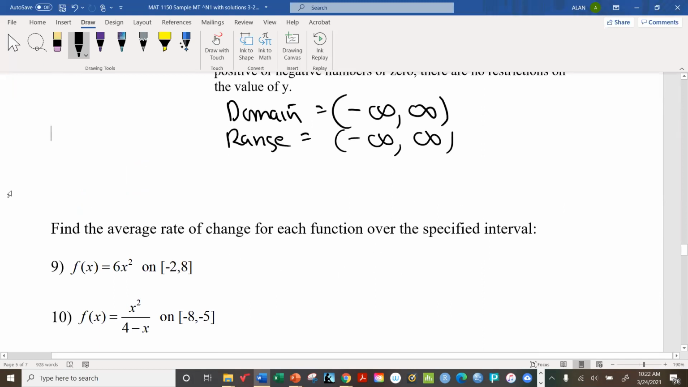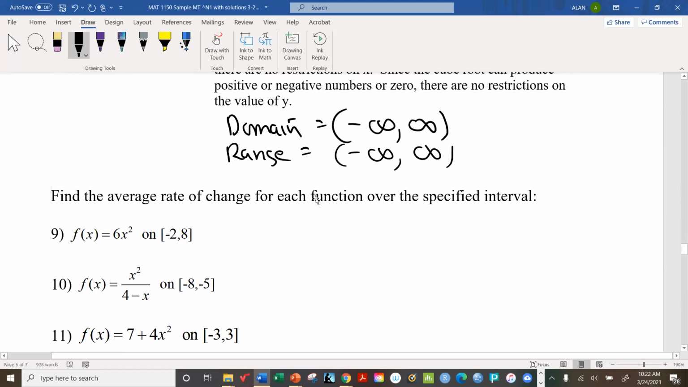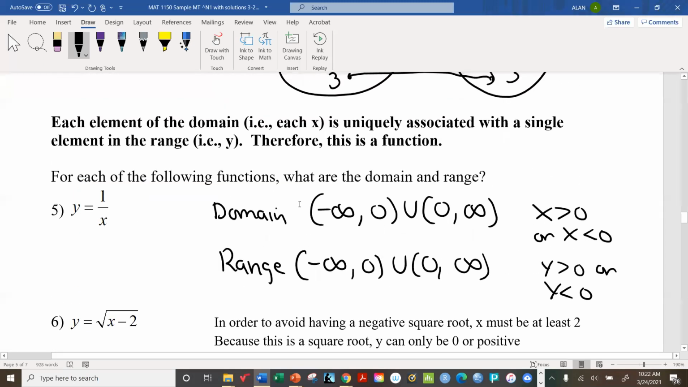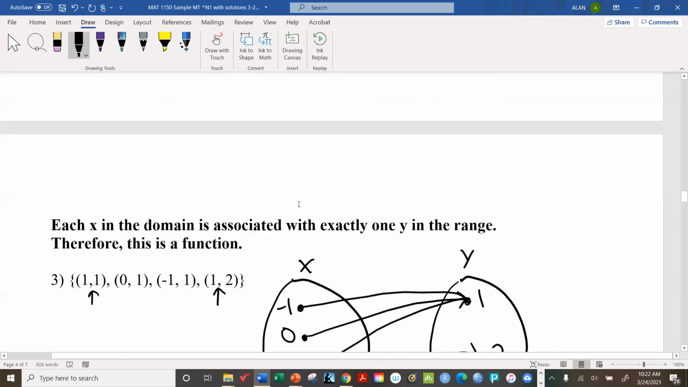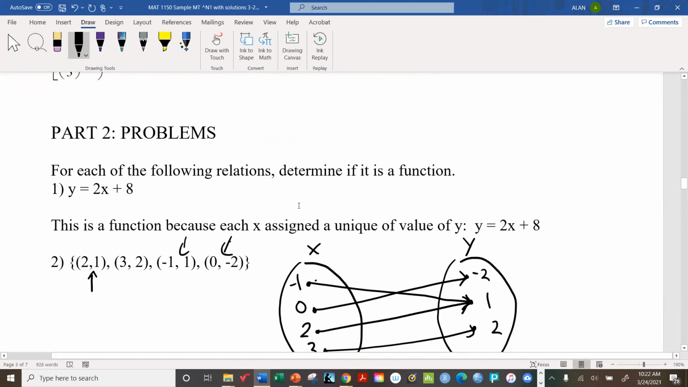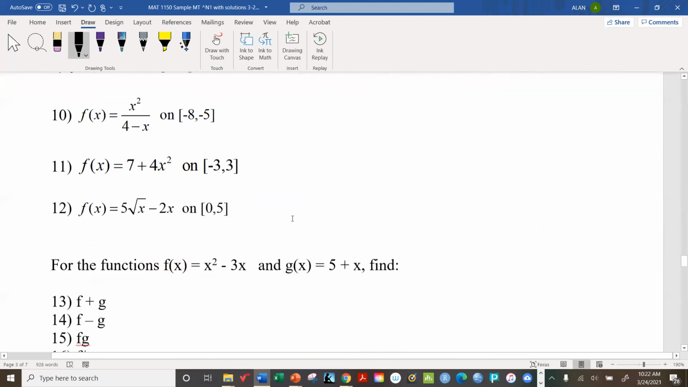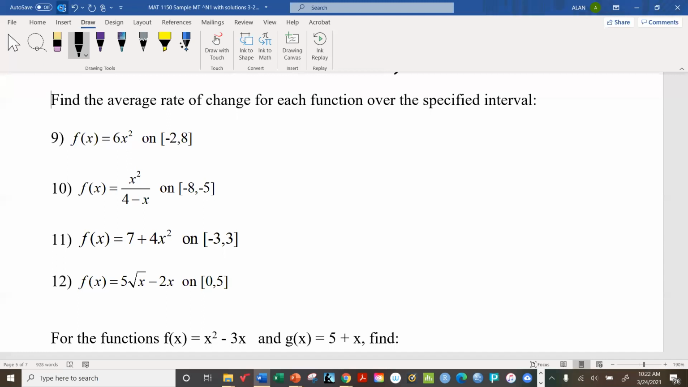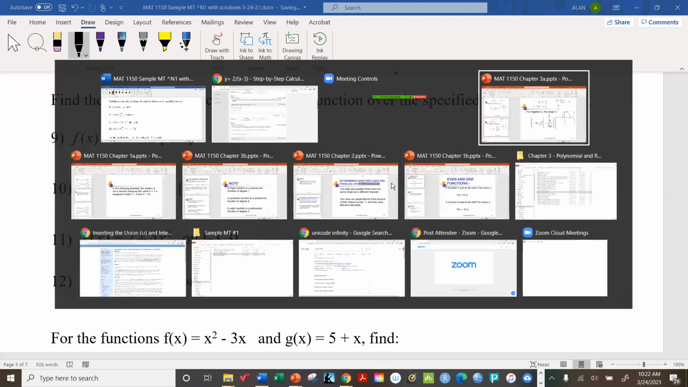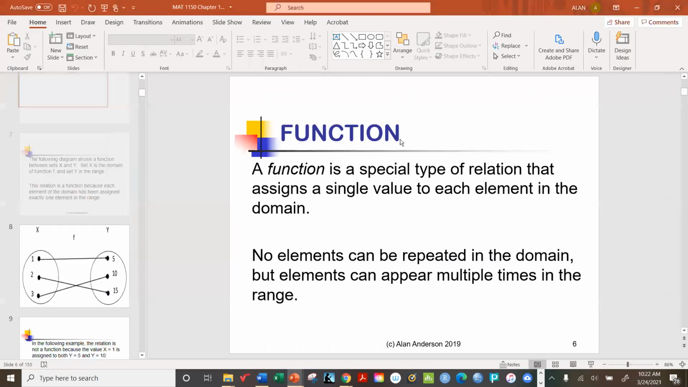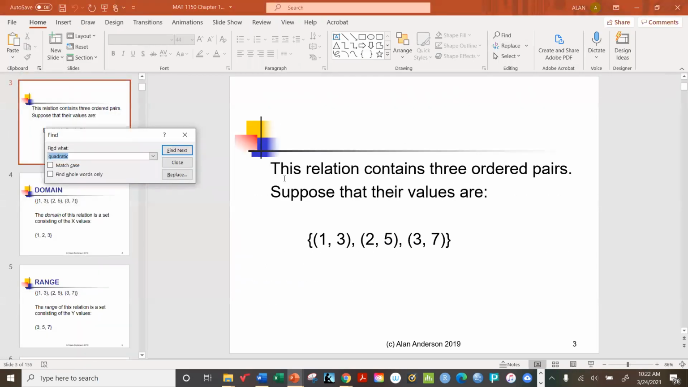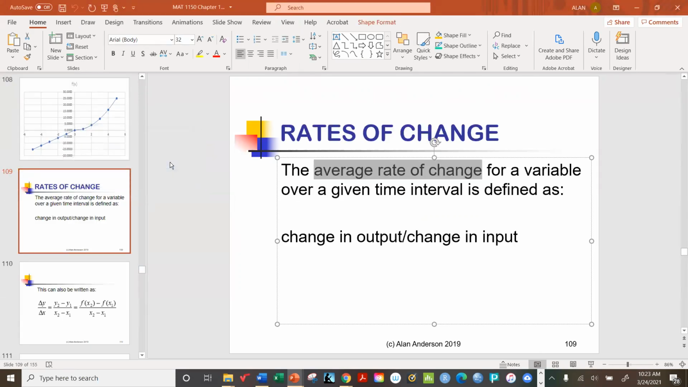Now here we have the average rate of change. For this, we need to go back to the slides and remind ourselves where we covered this material. This is clearly chapter 1 material. Let's find out where we actually discussed this. I'm going to try the search engine and see if it'll give me average rate of change. Ooh, that was lucky. Okay, here it is.